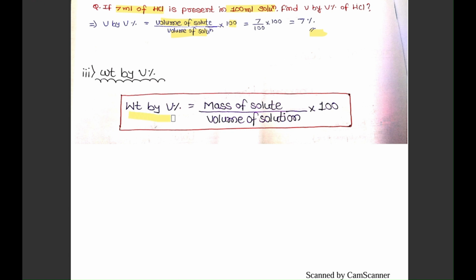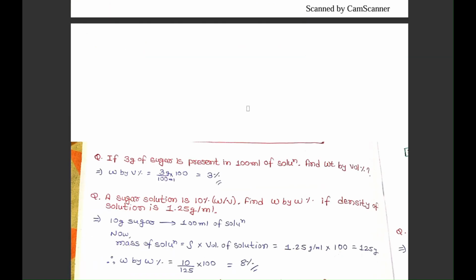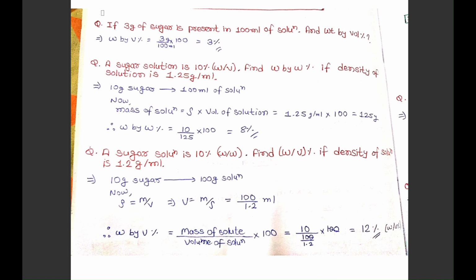Now let us come to weight by volume percent. The formula of weight by volume percent is mass of the solute divided by volume of the solution into 100. So there is a question, 3 gram of sugar, so it is solute, and 100 ml of solution. So find the weight by volume percent. So weight of sugar is 3 gram and volume is 100 ml. Therefore, weight by volume percentage is 3%.